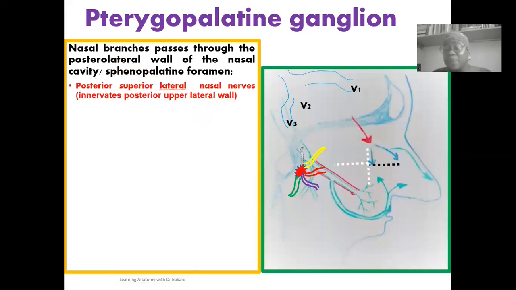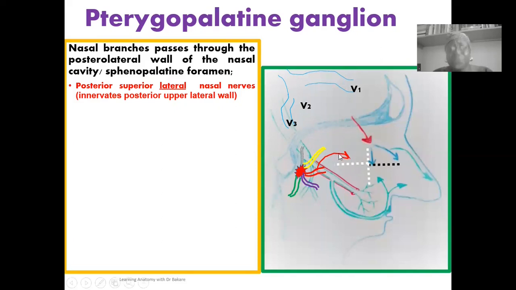First, talking about the posterior upper quadrant, we have the emergence of the posterior superior lateral nasal nerve. From the name, it is posterior because it's supplying the posterior region of the nasal cavity, superior because it's supplying the posterior superior part of the nasal cavity, and lateral because it's supplying the lateral wall of the nasal cavity. So this is what you can use to establish the specific region that this nerve is innervating.